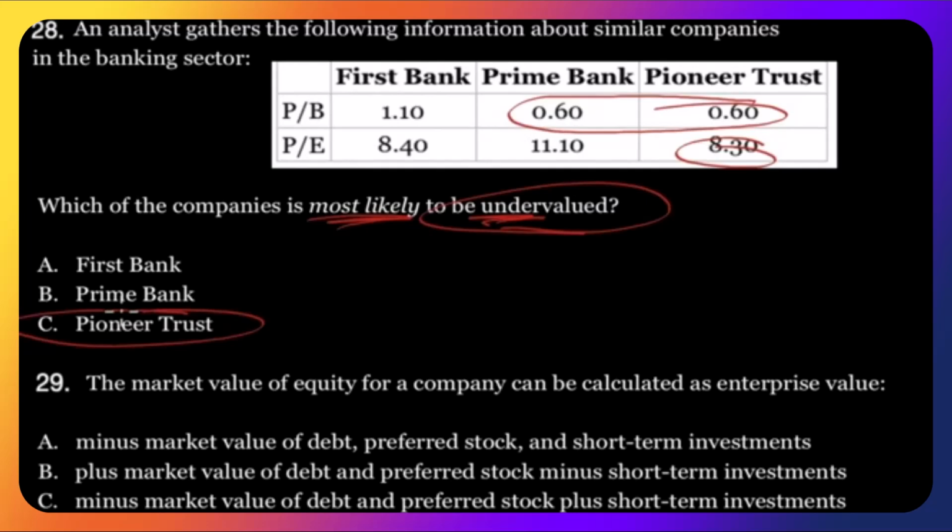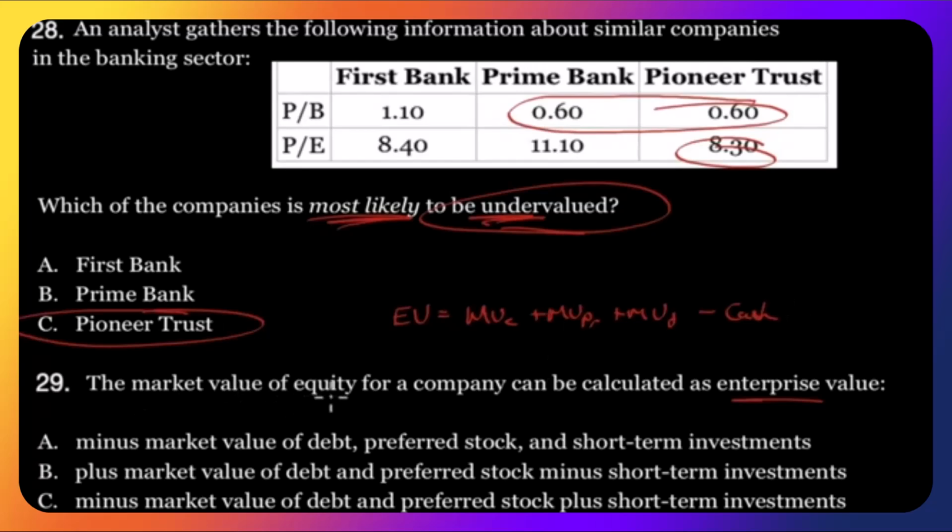For 27. The market value of equity for a company can be calculated as enterprise value minus market value of debt, preferred stock and short-term investments, plus market value of debt and preferred stock minus short. So this can be a little bit confusing here. So why don't we just figure out what enterprise value is? It is the market value of equity plus the market value of preferred plus the market value of debt minus any cash or cash equivalents.